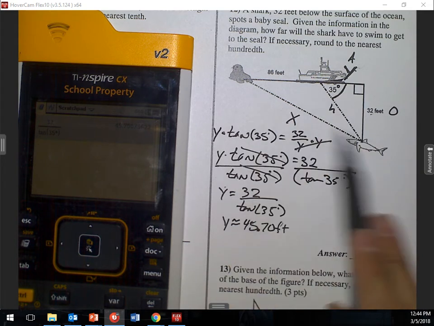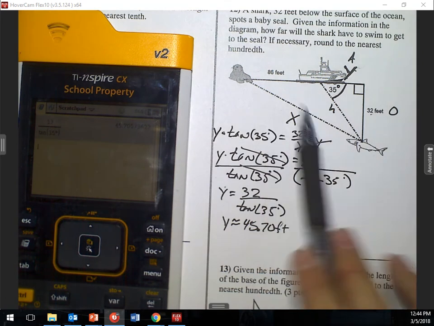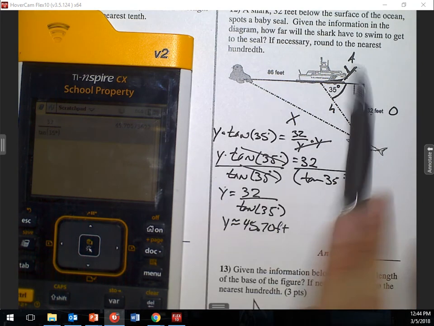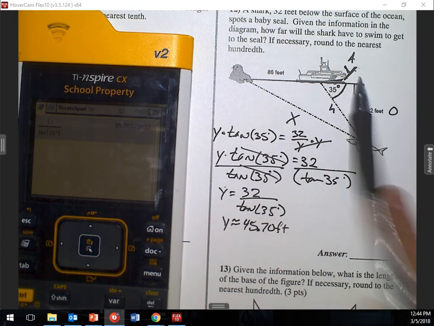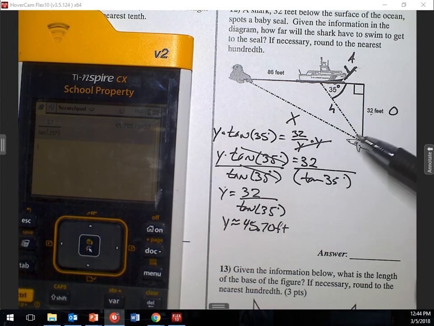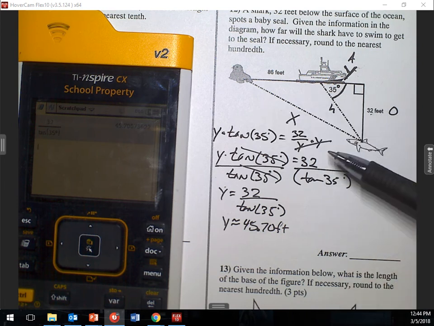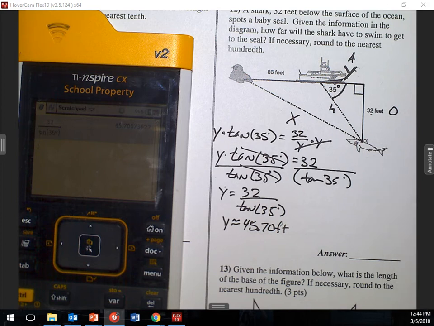Now, it's a right triangle, isn't it? So, I know this side, because I'm going to add these two together. I know this side right here. So, how am I going to find the third side of a right triangle? Pythagorean theorem, very good. So, let's use Pythagorean theorem.